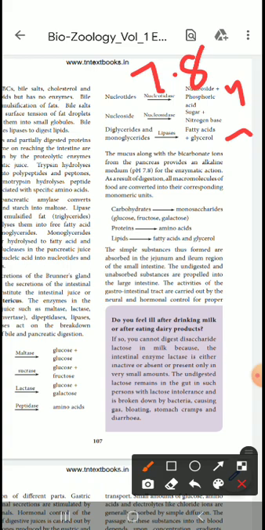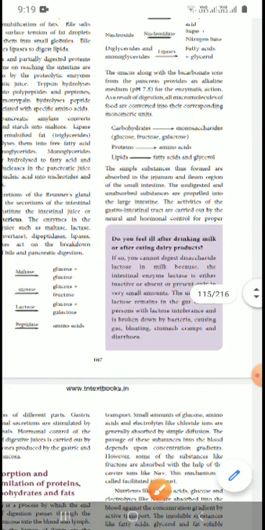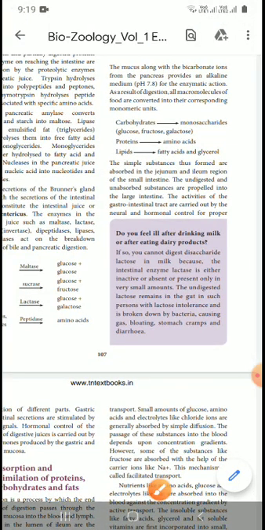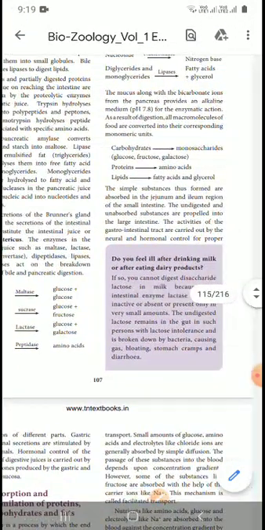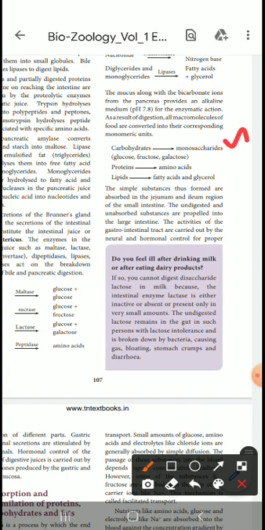Okay, so alkaline: 7 is neutral, below 7 is acidic, and above 7 is the alkaline medium. So as a result of the digestion, all the macromolecules of the food are converted into the corresponding monomers. Next, carbohydrates become monosaccharides. This is single saccharides.